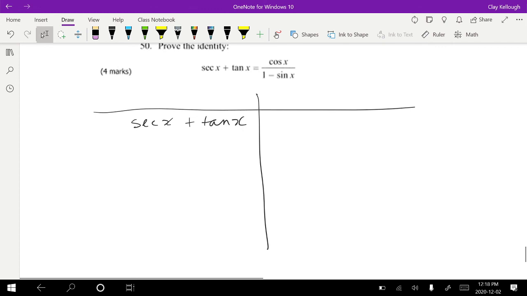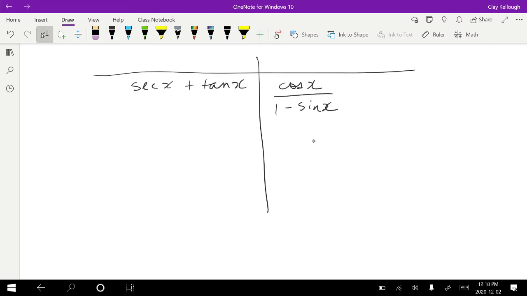And we're trying to turn that, I guess I should copy this. We're trying to turn that into cos x over 1 minus sine x. All right. Well, again, I think the advice they gave us on page 5 or 6 is usually good advice. Let's change the left to sines and coses. So that's 1 over cos and sine over cos.